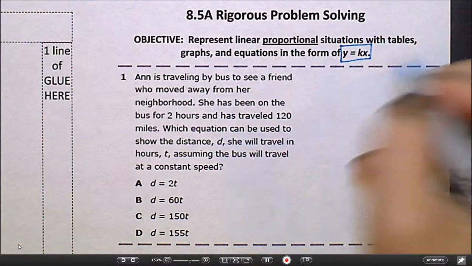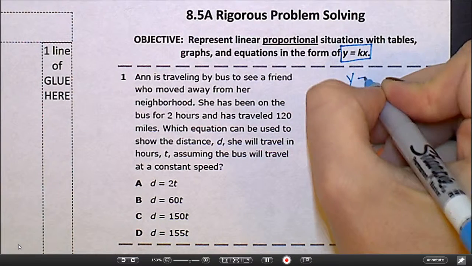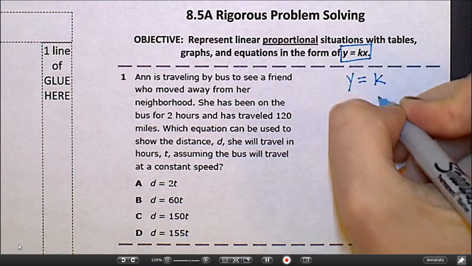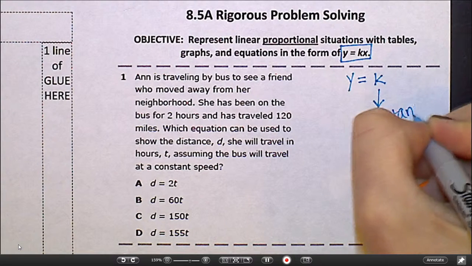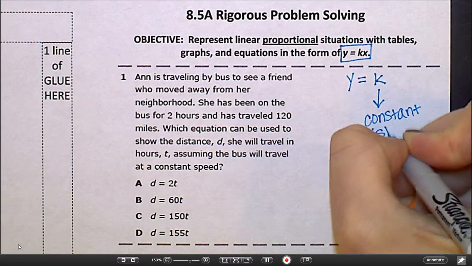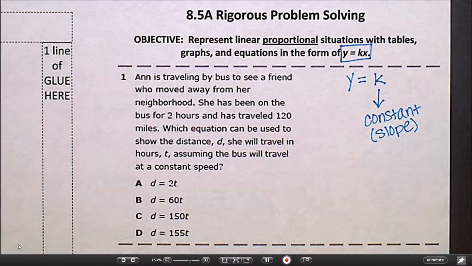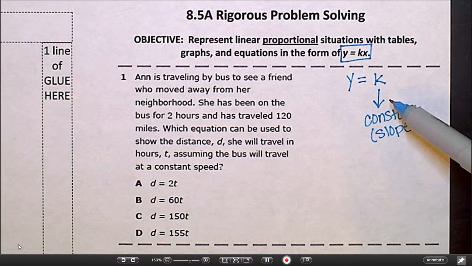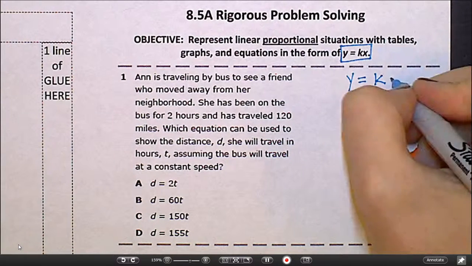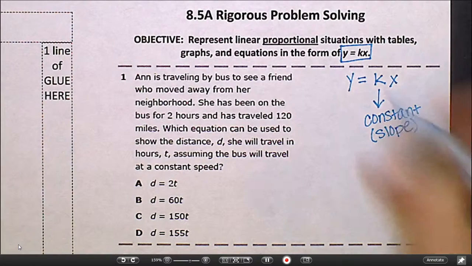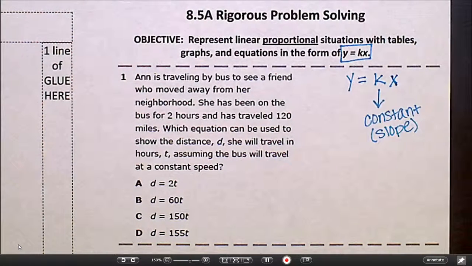So let's review what these mean. This is our y value. K is our constant, which is also our slope. So don't forget that in K. M is our slope in y equals mx plus b, but that's the same thing as our constant. That's also our slope, or our constant rate of change. And then x is our y value. I'm sorry, x is our x value. Why on earth would I say it's the y value?